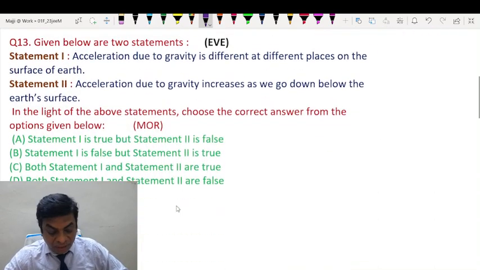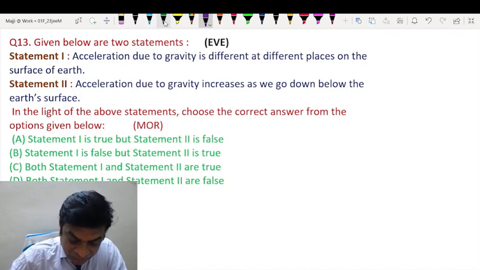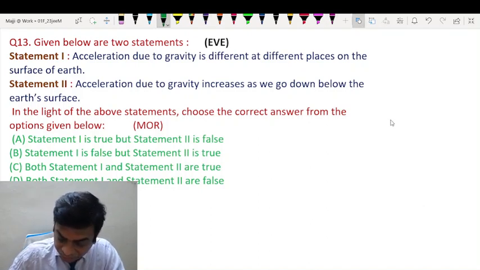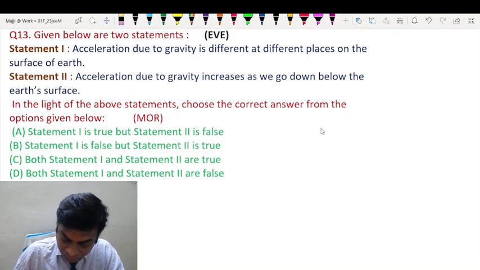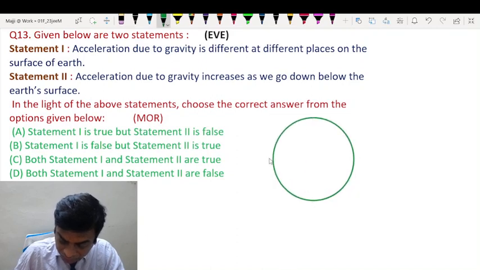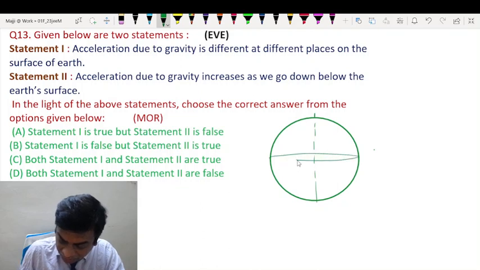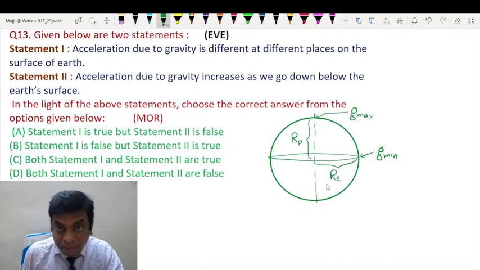Moving to the next question. Given below are two statements. Statement 1: acceleration due to gravity is different at different places on the Earth's surface. This is absolutely true, students, because as you know, if this is the axis and this is the equator, g is minimum at the equator and g is maximum at the poles, because the polar radius is less than the equatorial radius.